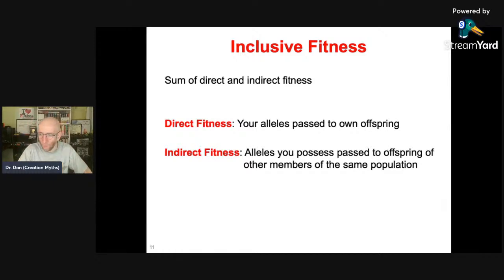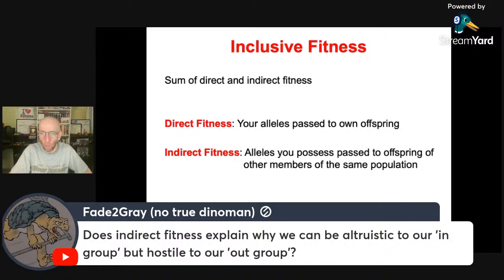Let's see here. Does indirect fitness explain why you can be altruistic to your group and hostile to outsiders? It has to do with relatedness.